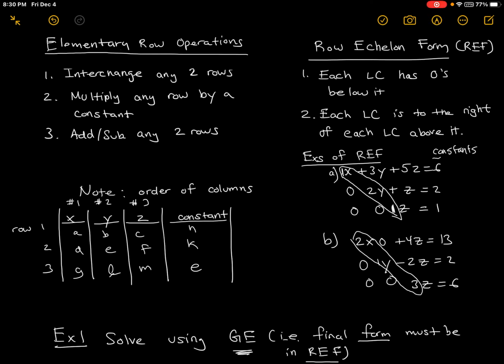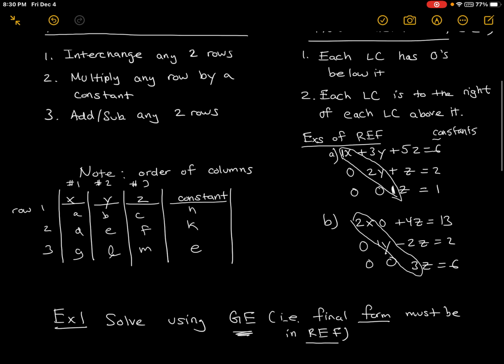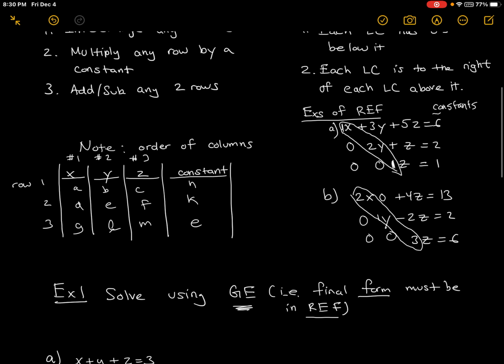And I kind of circled it. It looks like a line with a negative slope that cuts through, slanted, if you want to visualize it, if you're a visual learner. That's kind of what it looks like at the end. And the reason why you want to put it in this form, as you'll see as we do the examples, is that it's easier to solve.